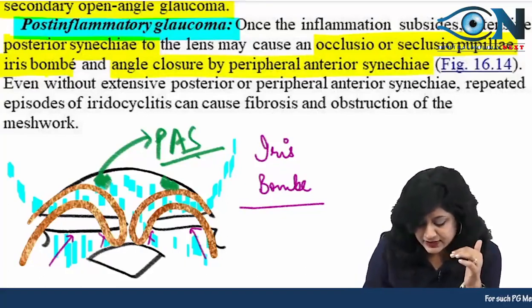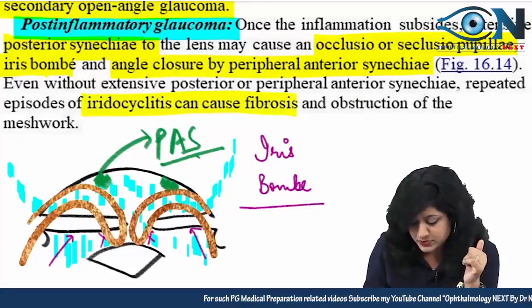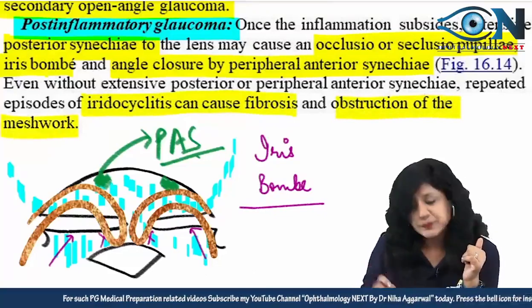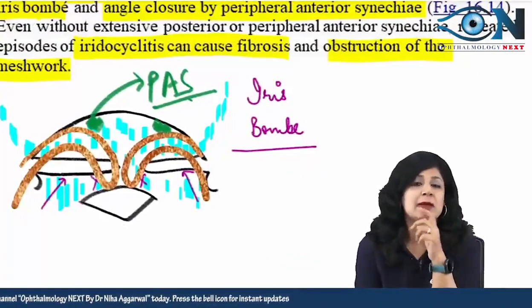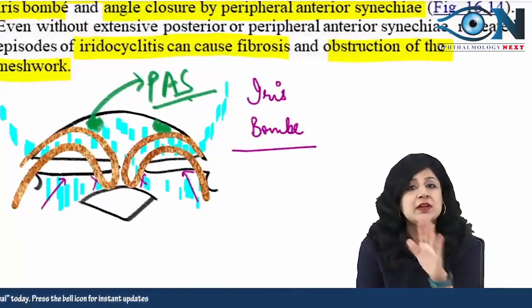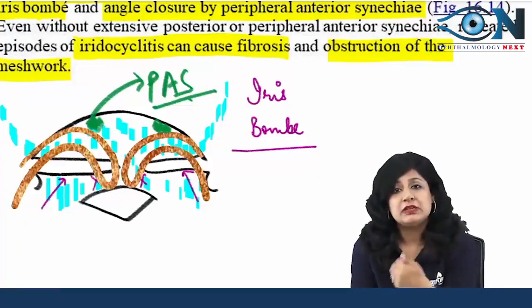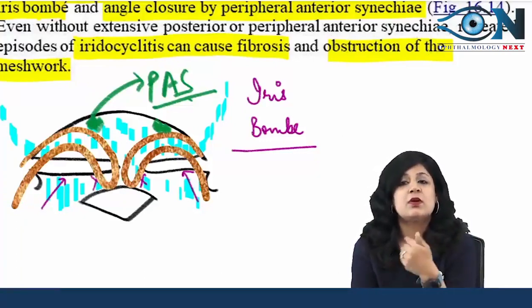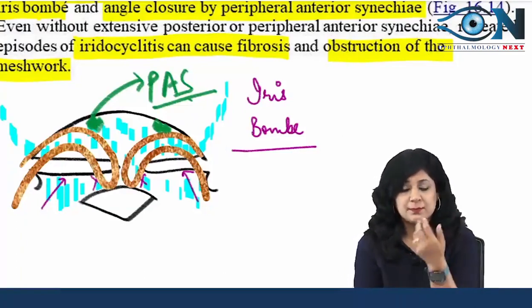Now, even without extensive synechiae, repeated episodes of iridocyclitis can also cause fibrosis and obstruction of the meshwork. This is one of the mechanisms where the synechiae formation was taking place. Even though I do not have synechiae, I can still have glaucoma due to the recurrent episodes of uveitis, because they are going to cause fibrosis and obstruction of the trabecular meshwork.